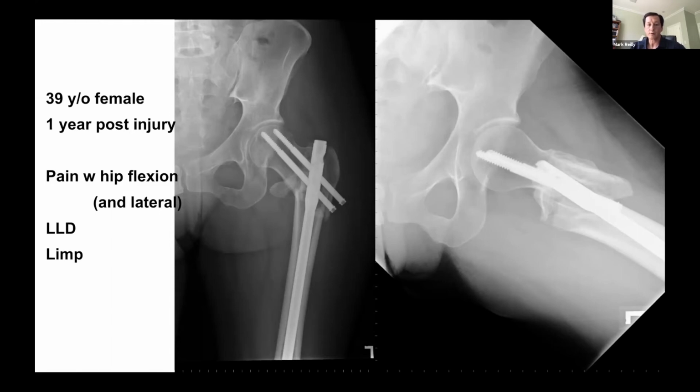So this was a young woman, a 39-year-old female with this intertrochanteric femur fracture malunion. She's around a year from injury. Her main complaint was hip pain and inability to flex her hip. She also had lateral pain over her implant, which was quite prominent. She was relatively thin. She had a leg length discrepancy of about 2 centimeters and a quite significant gait. She's 39 years old and she's very unhappy with this situation.